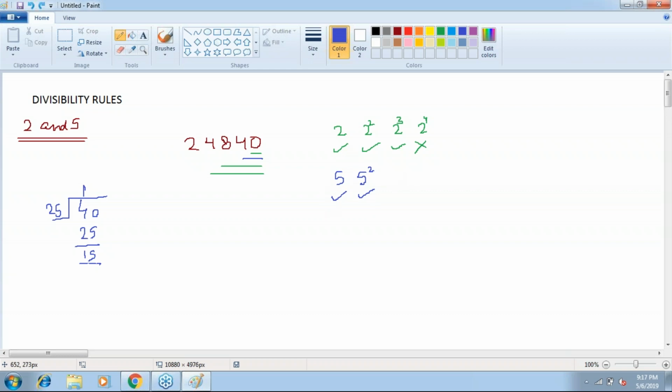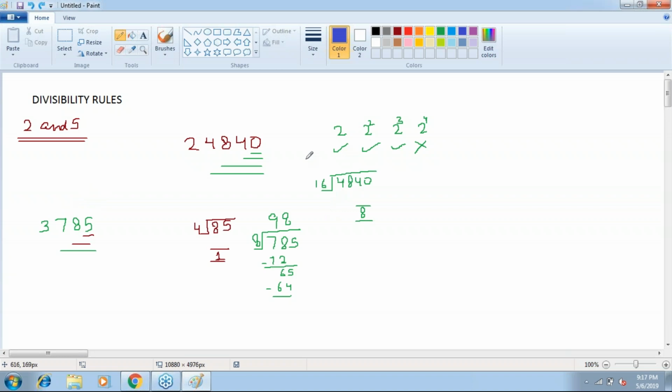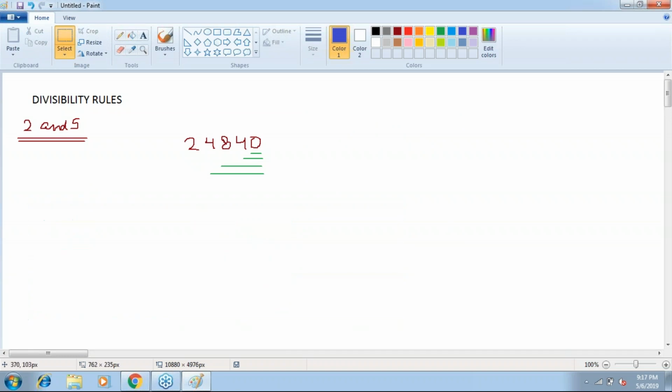Okay. So far we saw that the number is divisible by 2, 2 square, 2 cube, in the line of twos, and it stopped after 2 cube. Then 5, but not 5 square.